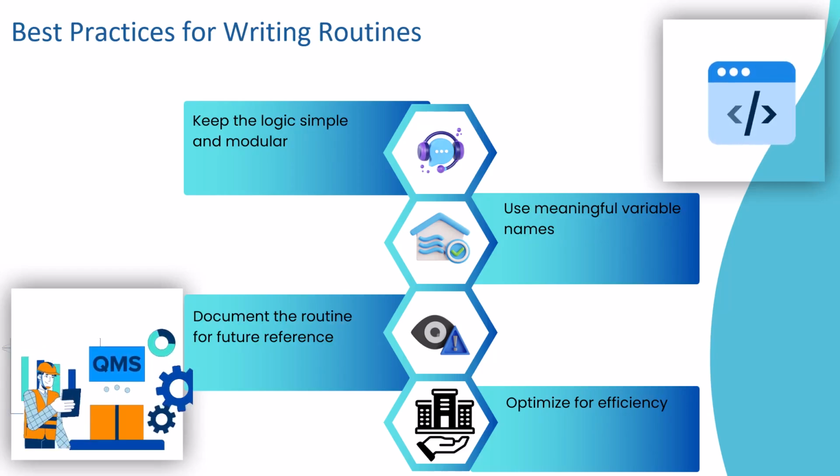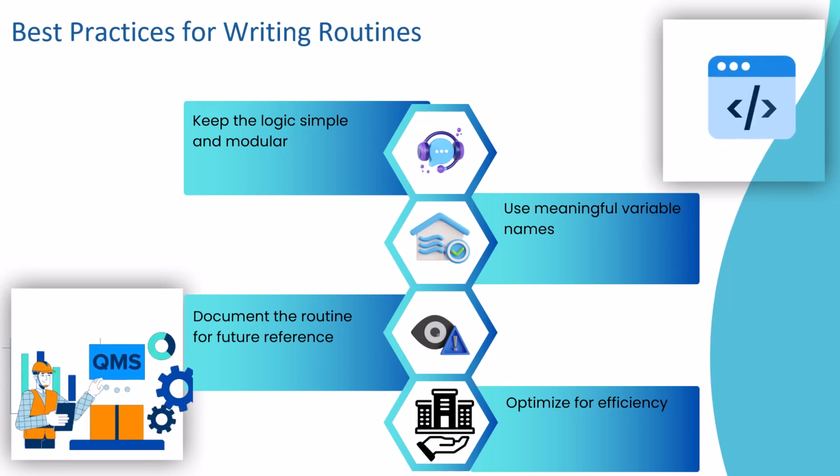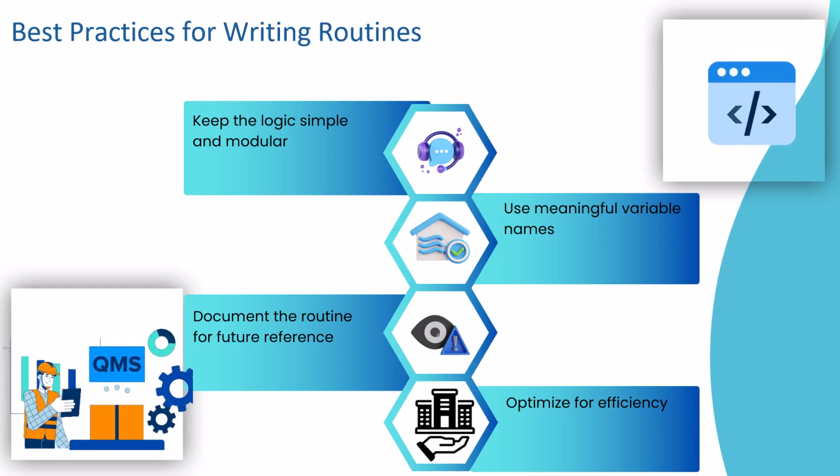Writing routines isn't rocket science, but following best practices makes life easier. Keep your logic simple. Complexity leads to confusion. Name your variables wisely, because temp 123 is fine until 3 months later when you have no clue what it does. Always document. A well-documented routine is a favor to your future self. And finally, optimize, because no one likes a slow, inefficient routine dragging the job down.